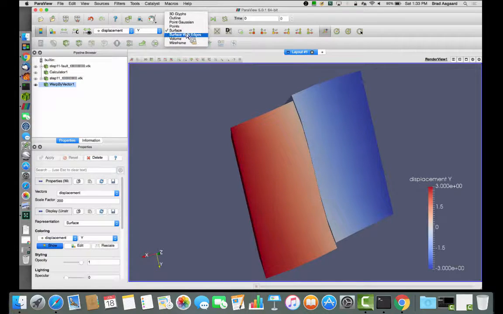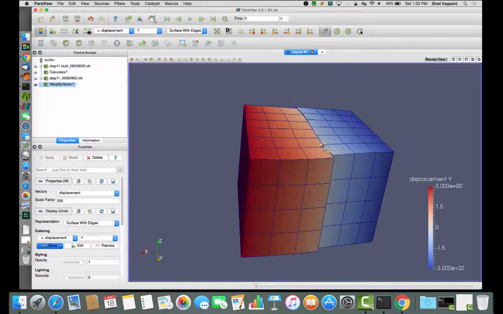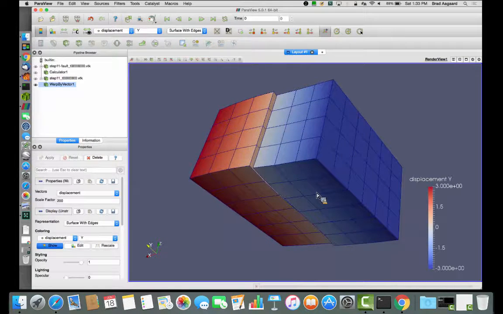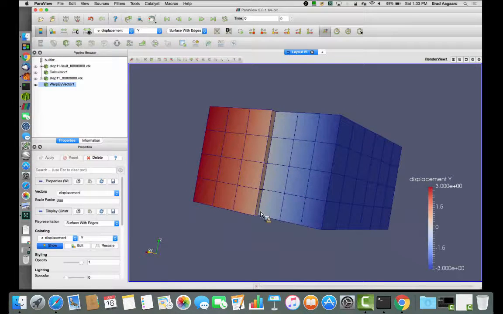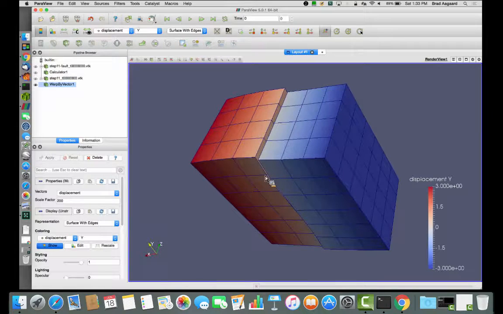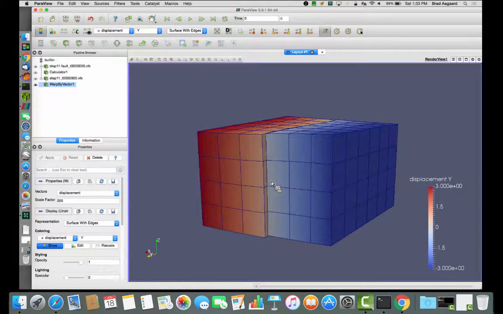And so let's turn on surface with edges. There you can see the offset across the fault. There's a little on the bottom. We have no vertical displacement anywhere except we can't pin the fault. Remember, we can't constrain the degrees of freedom right at the fault. So we constrain everywhere else on the bottom. And so we get a little bit of edge effects where there's a little bit of uplift.